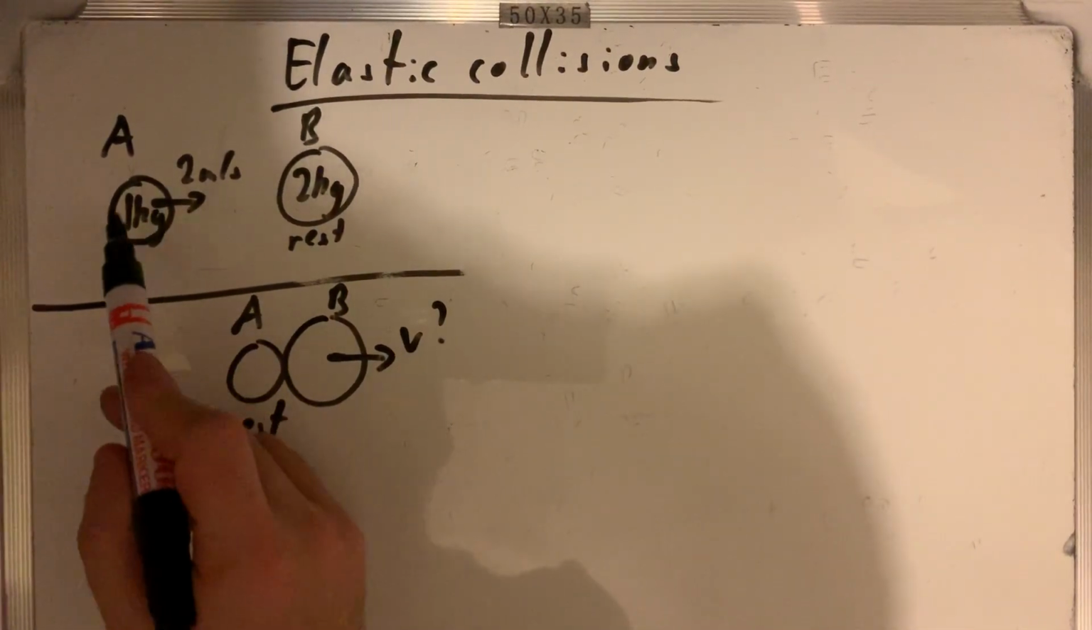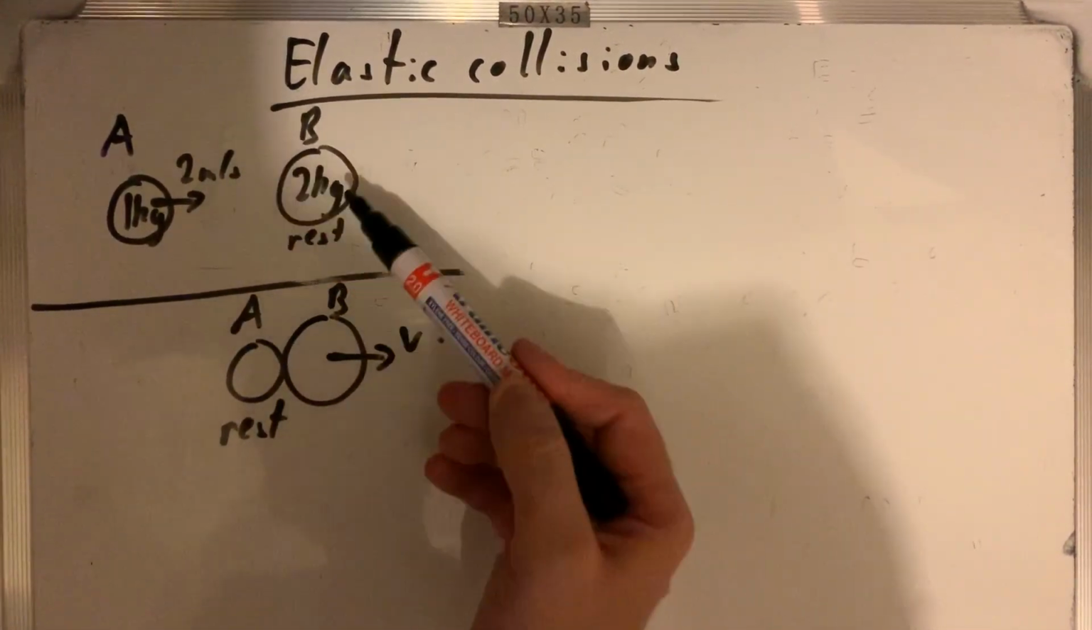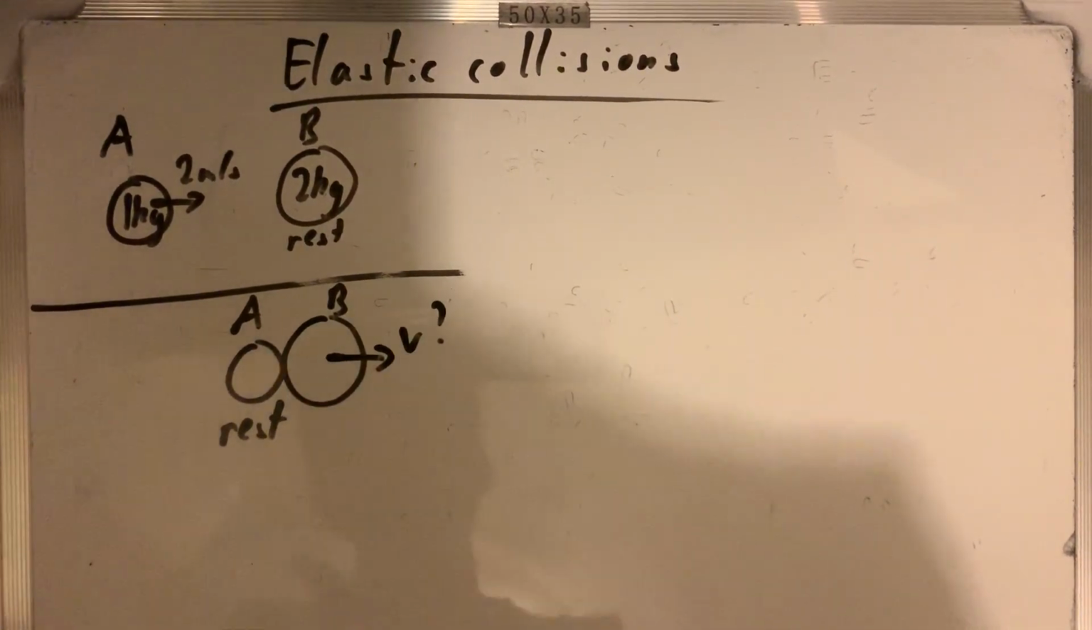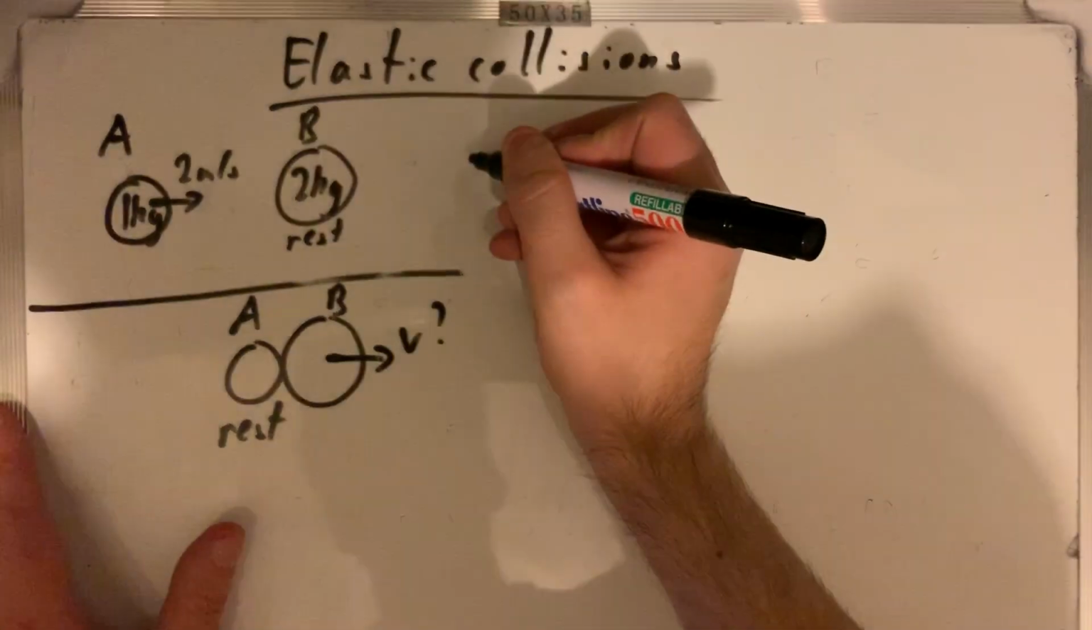So we've got A, a 1 kilo ball at 2 meters per second, hit this 2 kilo ball, B, at rest. Afterwards, A is at rest, B is moving off at mystery speed V. So let's work that out.